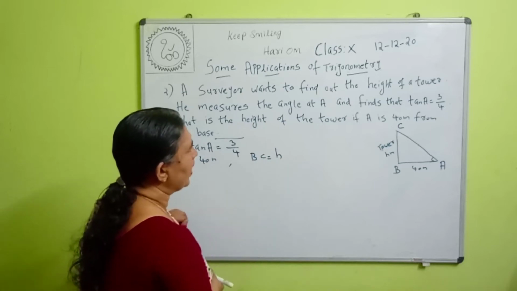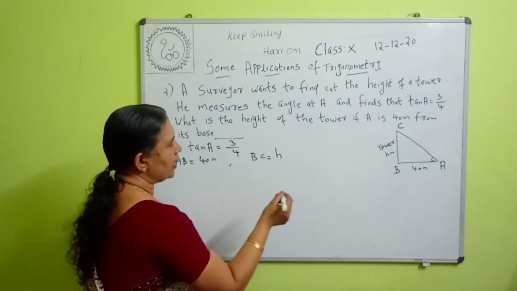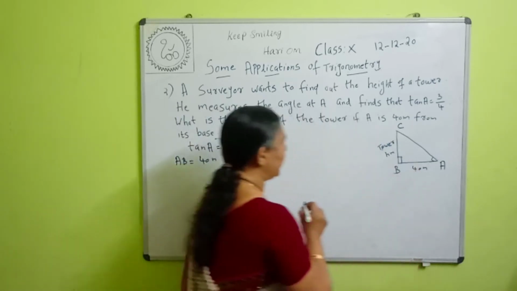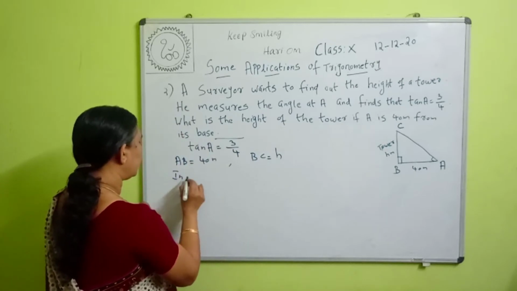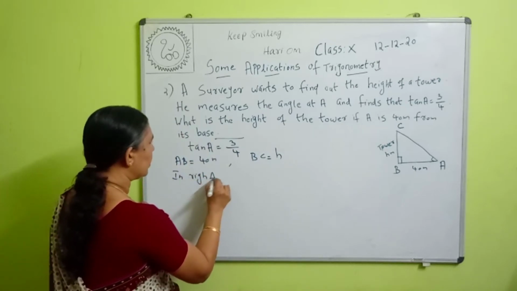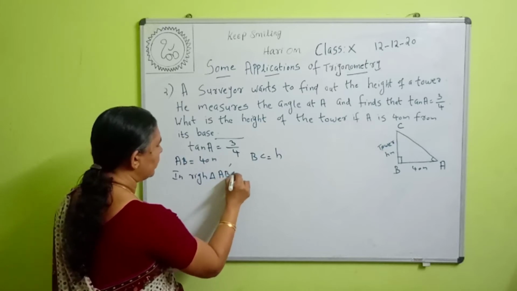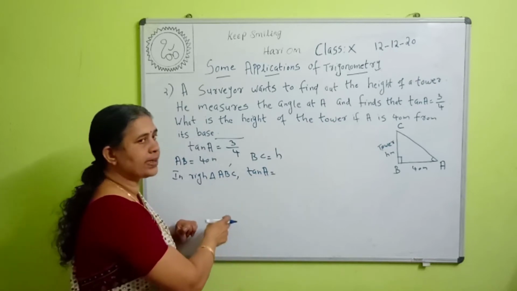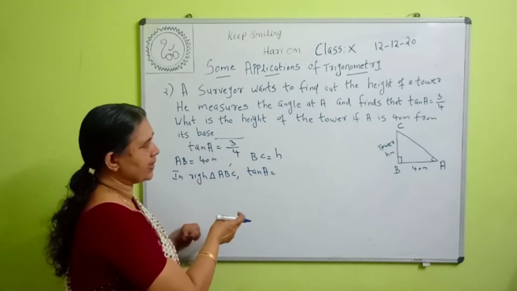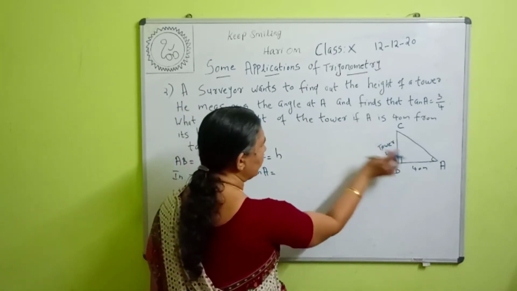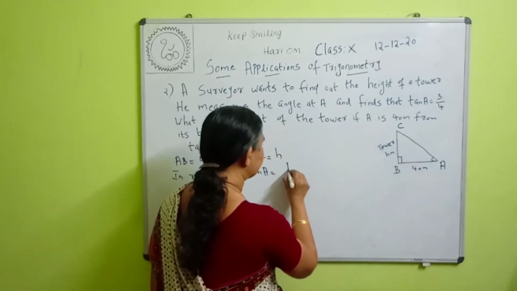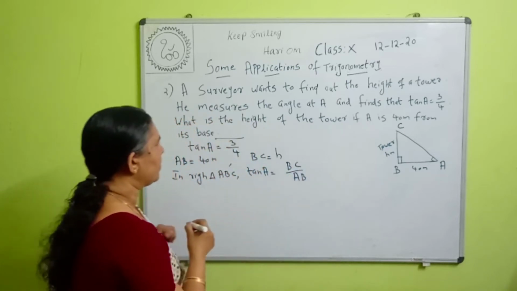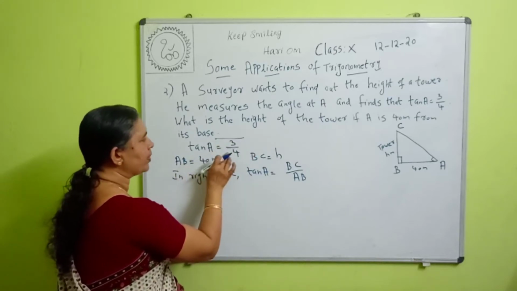Then tan A is equal to, here in the right angle triangle ABC, this is right angle at B. In the right triangle ABC, what is tan A? Tan A is equal to opposite side by adjacent side. The side opposite to angle A is BC. That is BC by AB. In your question it is given that tan A is equal to 3 by 4.